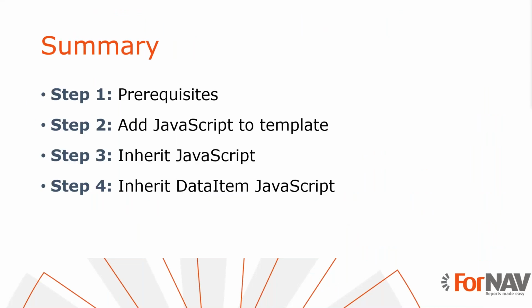Let's recap what we just did. The first thing we did was to add JavaScript to our template report. We just used some simple demo functions. On our invoice report, we inherited the onPre report JavaScript trigger from the template report. We noticed that this inherited all the scripts except from the data item onPre and onAfterGetRecord. Finally, we moved the code in our data item triggers to functions in the onPre report trigger, so we could inherit those data item scripts as well.